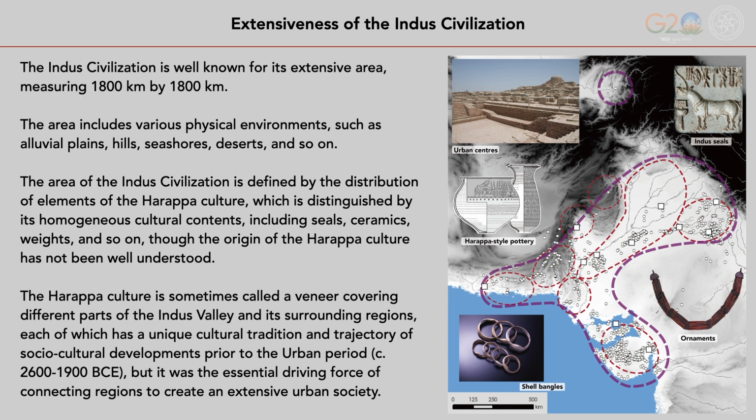When you look at the map on the right, you can clearly see different physical environments and the widespread distribution of the Indus urban society across it. People moved, traded various commodities, interacted with each other, and built urban centers at different locations in this wide area.